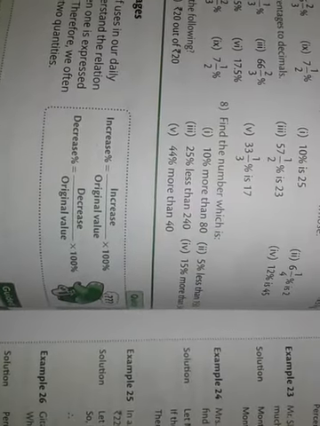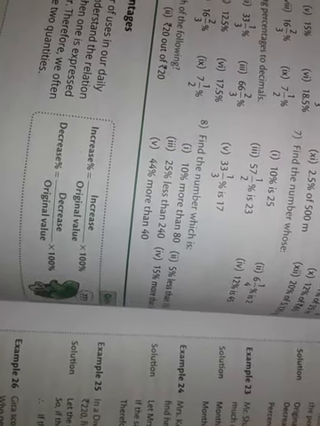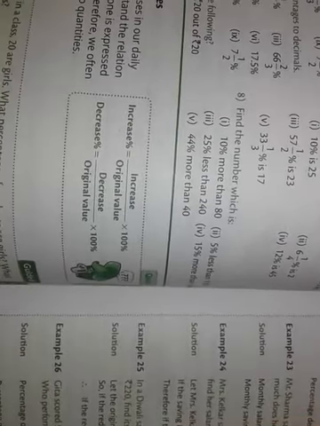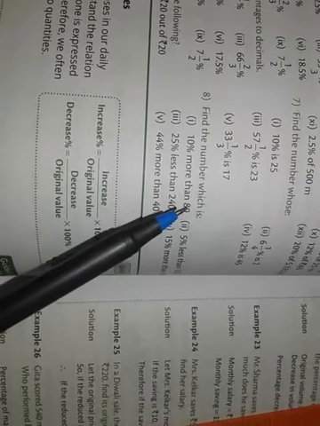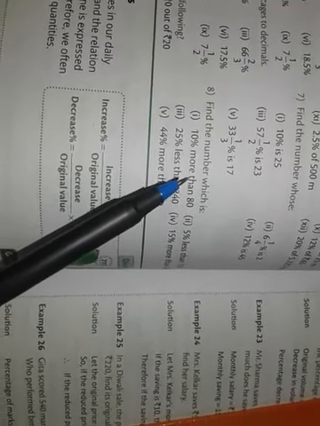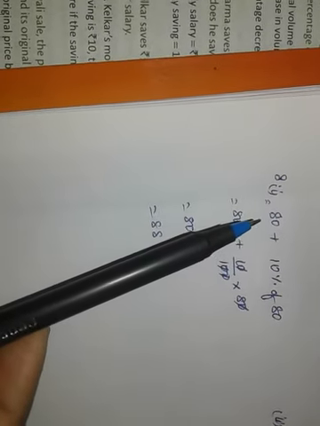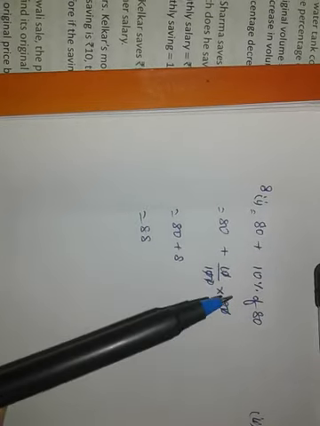Now question number 8. Find the number which is 10% more than 80. So we have to find a number which is 10% more than 80. So what we do here? 10% more than 80, okay. So we have to add 10% of 80 to 80. So how do we go? Look at the question here. Solution: 80 plus 10% of 80, then we get 10% more than 80.